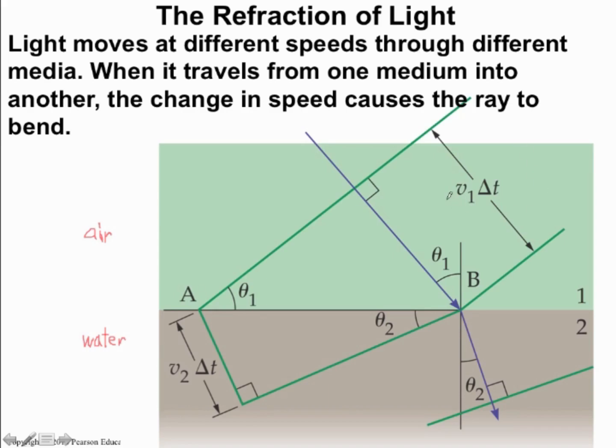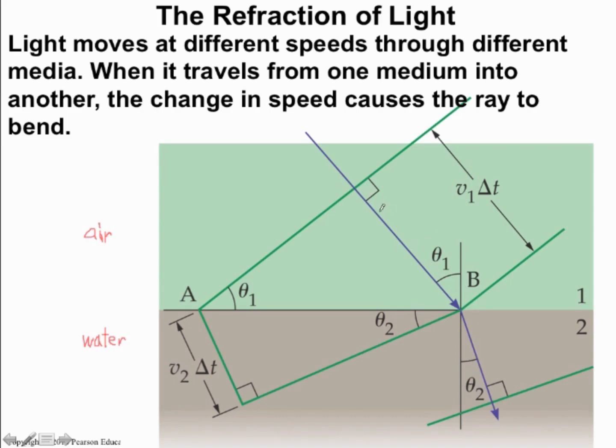All right, well, if light has a faster velocity in air than it has in water, well, then certainly V1 is bigger than V2. And for a given small delta t, V1 delta t will be bigger than V2 delta t, precisely because V1 is bigger than V2. All right, well, now let's look at some similar triangles. Theta 1 is my angle of incidence. Theta 2 is my angle of refraction.